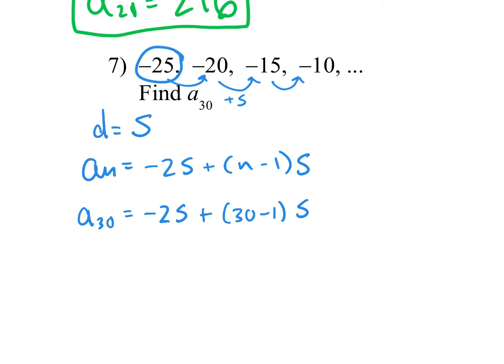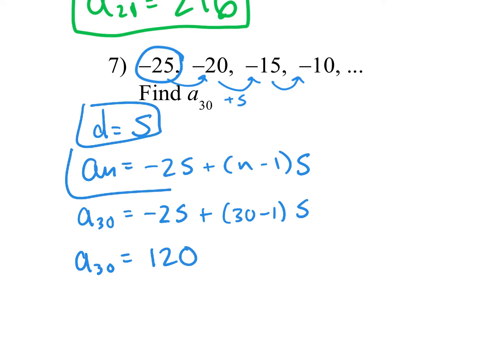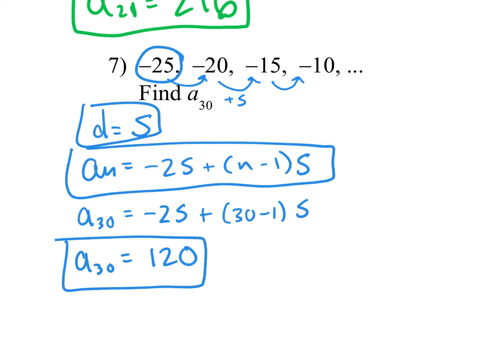So let me just put this into our calculator. Don't forget your calculator for the test tomorrow. So we have 29 times 5 minus 25. What'd you guys get? 120. Perfect. So that's one answer. There's our formula, and that's the 30th term. Do you guys have any questions here?